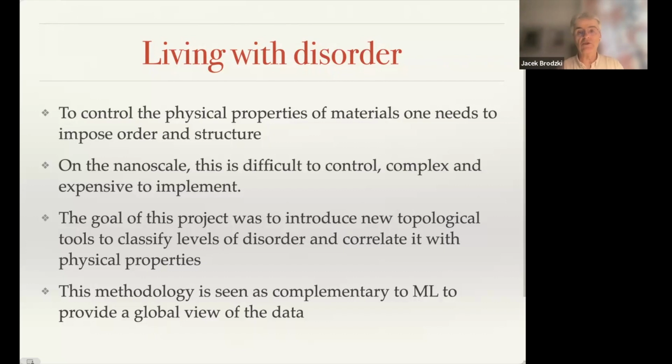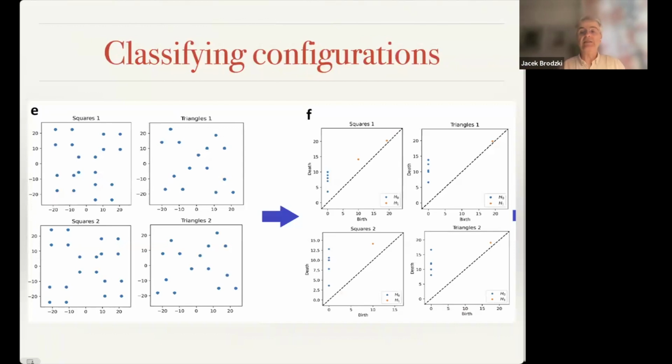Can you make partially disordered physical systems that still do something interesting? And more importantly, would you be able to know what amount of disorder is allowed? Okay, and so that was the motivation for this part of the project. And again, persistent homology will be our tool. So let me just briefly show you how to use persistence to classify configurations.